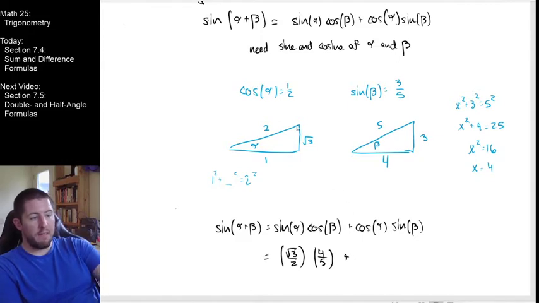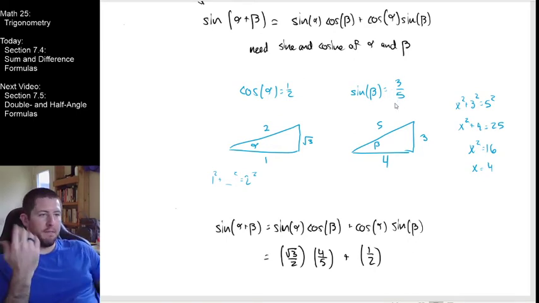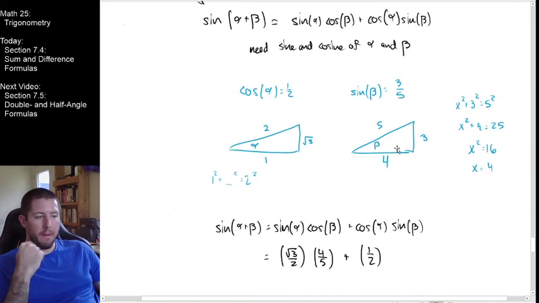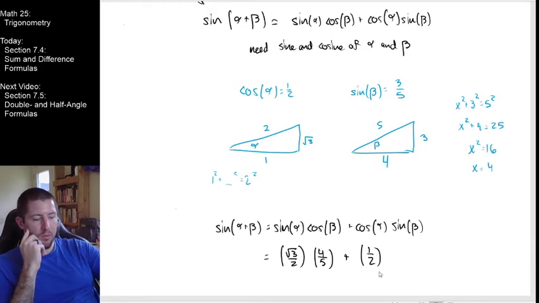Plus cosine alpha, that was given to me in the problem. I don't even need to look at my triangle. It's sitting right there. Or I shouldn't say it was given to me in the problem. That's a thing I defined for myself. I defined the sine inverse and the cosine inverse as alpha and beta right there. Similarly, sine of beta was what I defined it to be. It's 3/5 right there. Awesome.